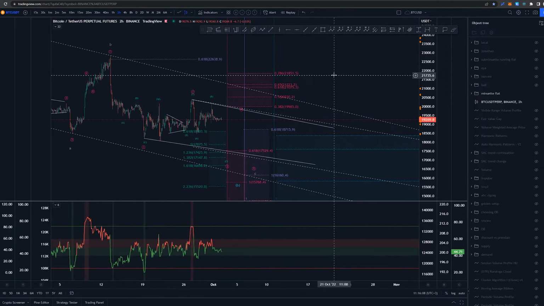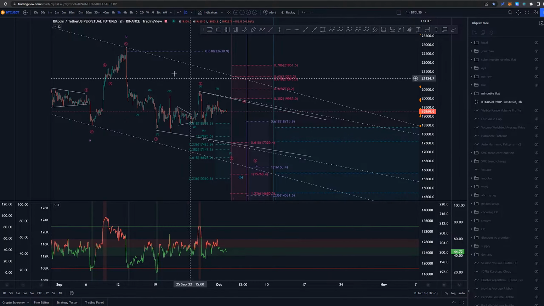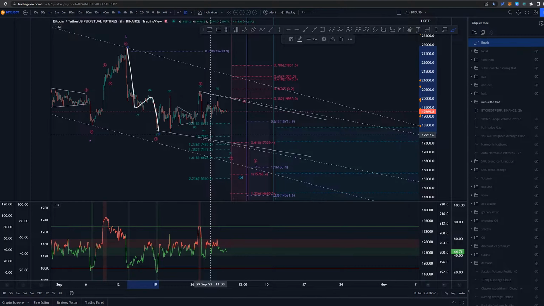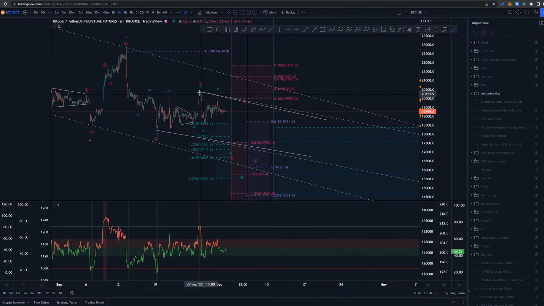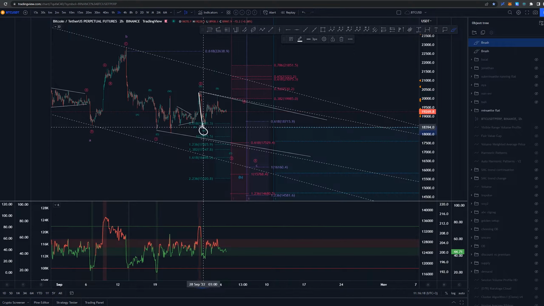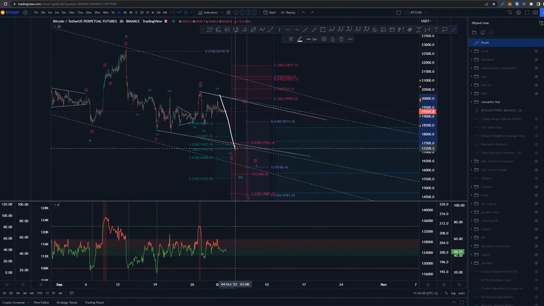Now, if we are zooming in a bit and taking a look at this, the idea was that we had a three-wave structure coming down into wave 1, three waves into wave 2, and then another 5-wave structure into an A wave, a three-wave pullback, and now we would be looking for a 5-wave structure coming down to complete the wave C, to complete the wave 3.